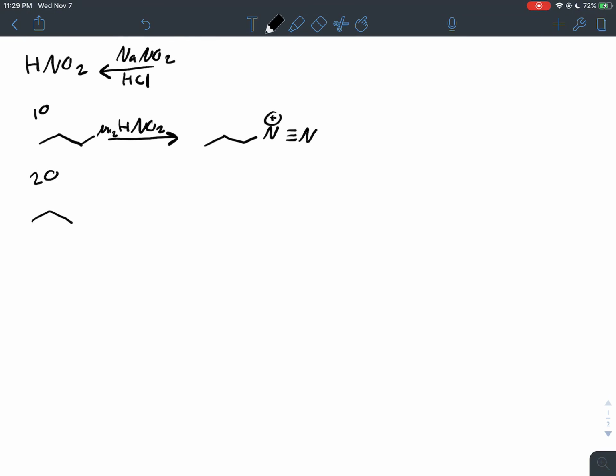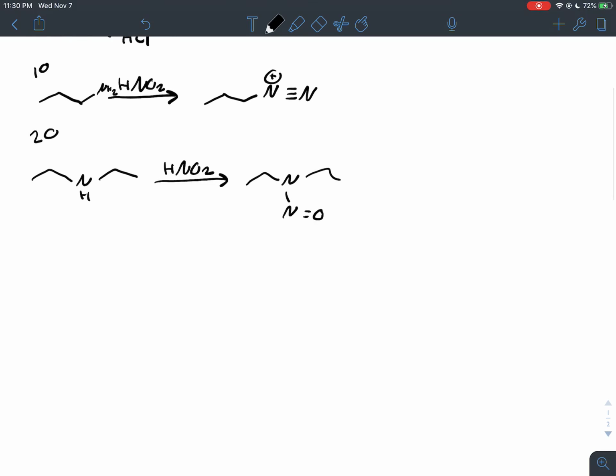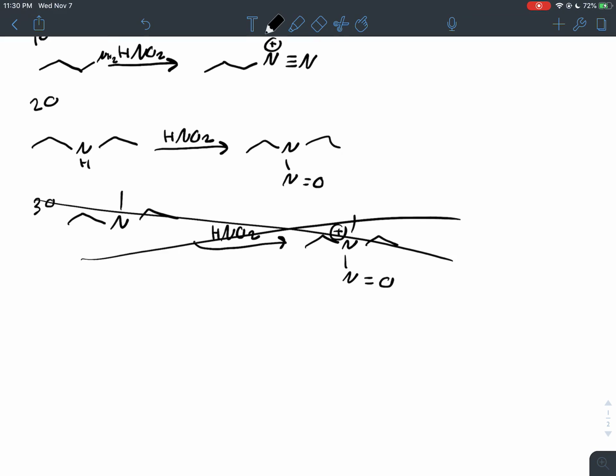For a secondary amine, with HNO2, you form something like this. We call this a nitrosamine. It's probably toxic. And for tertiary amines, the ones that are attached to three things, with HNO2, we don't really care about these, so we don't worry about it.